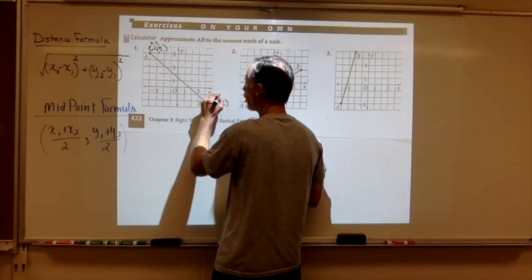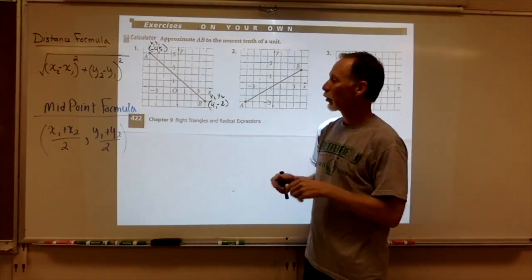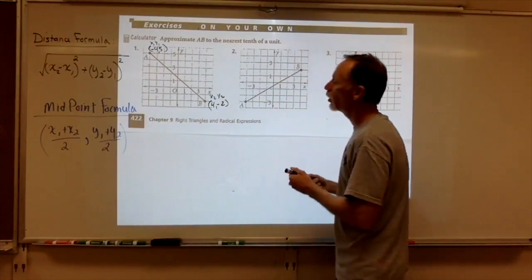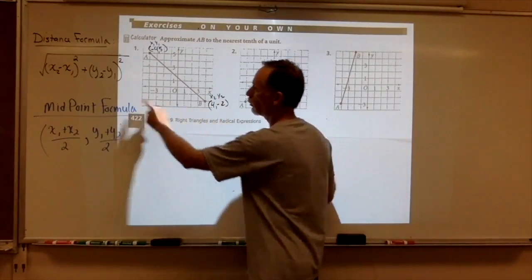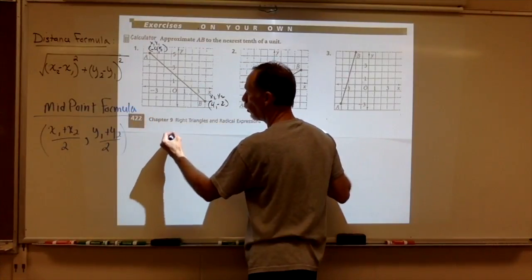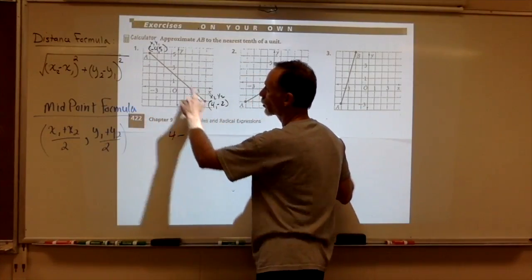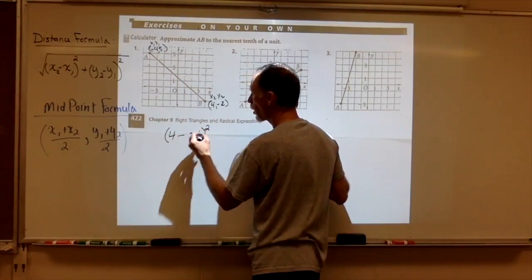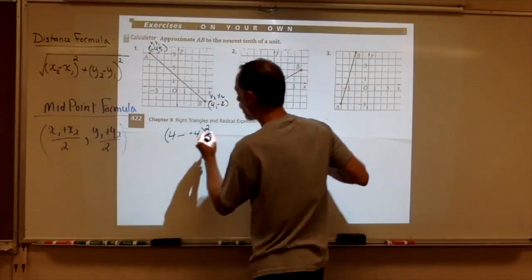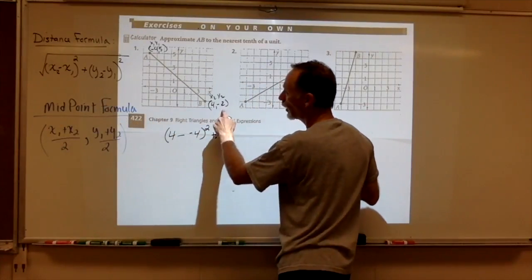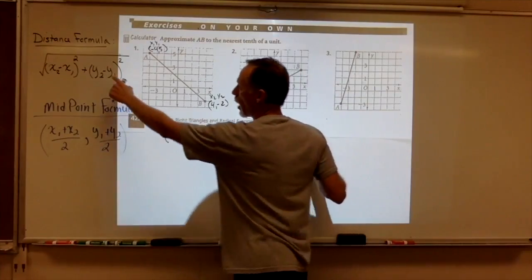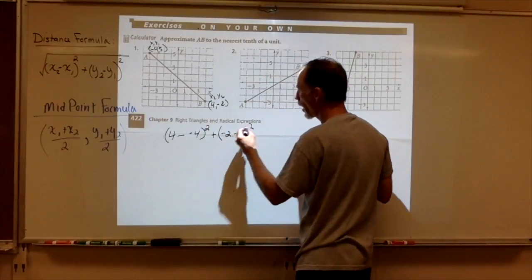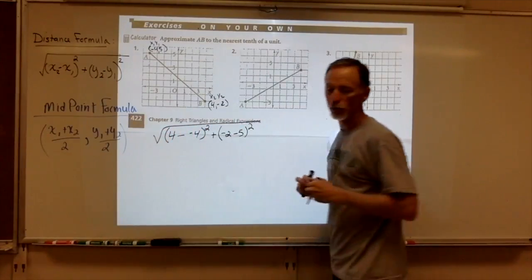This is x2, y2. Now I want to insert these into this distance formula. So I'll start with x2, which is the 4, goes here. So it'll be 4 minus x1, which is -4, in parentheses, and I'm going to square that. So I filled in this first portion. Plus y2, which is -2, minus y1, which is 5, and I'm going to square that. And all that will be under the square root symbol.